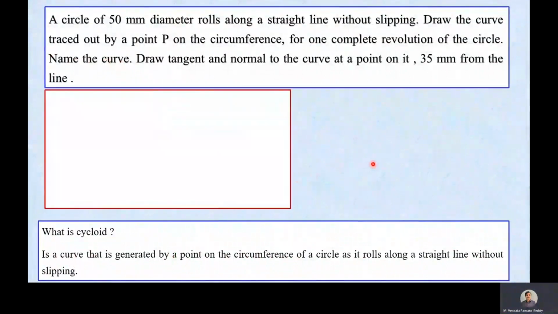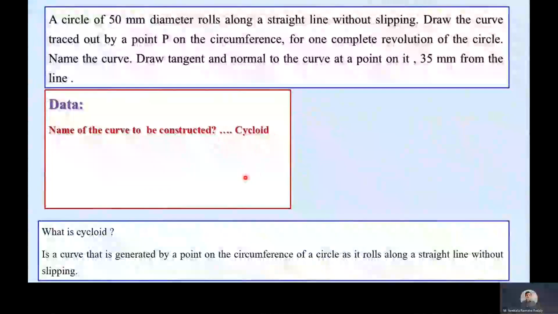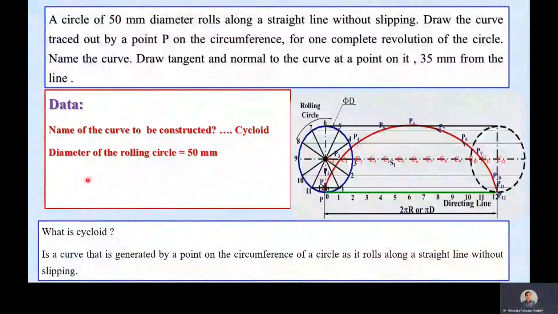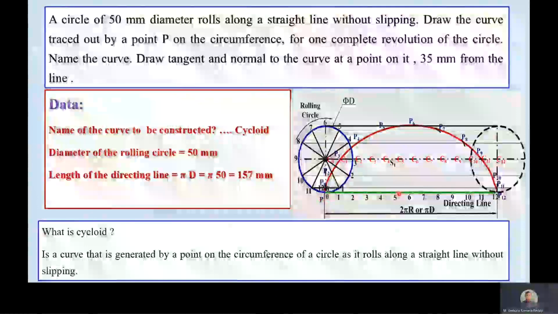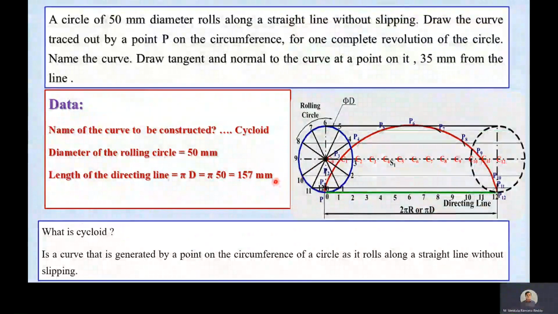Now we'll write the data. Name of the curve to be constructed: cycloidal curve. The diameter of the rolling circle is 50 mm and the length of the directing line is equal to 157 mm. Here, this is the rolling circle. The circle rolls for one revolution along the directing line. So the length of the directing line is equal to pi into d, which is approximately 157 millimeters.